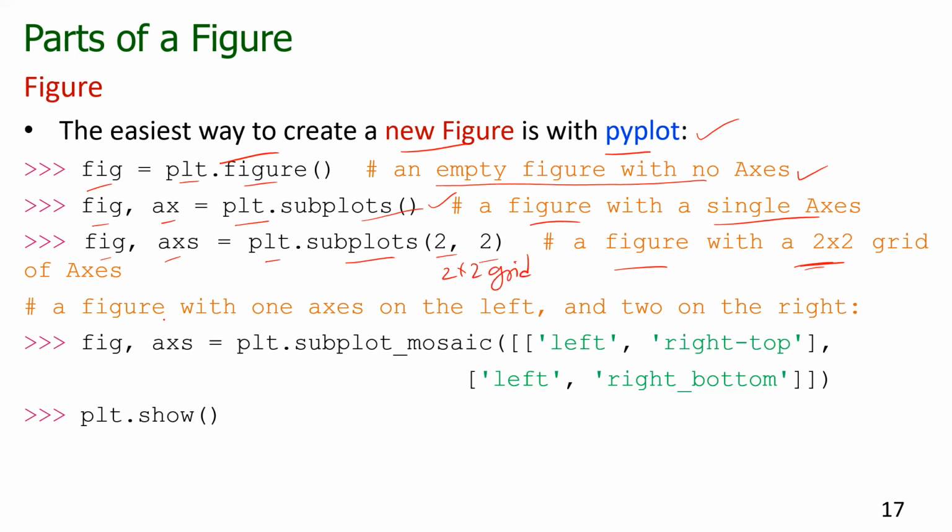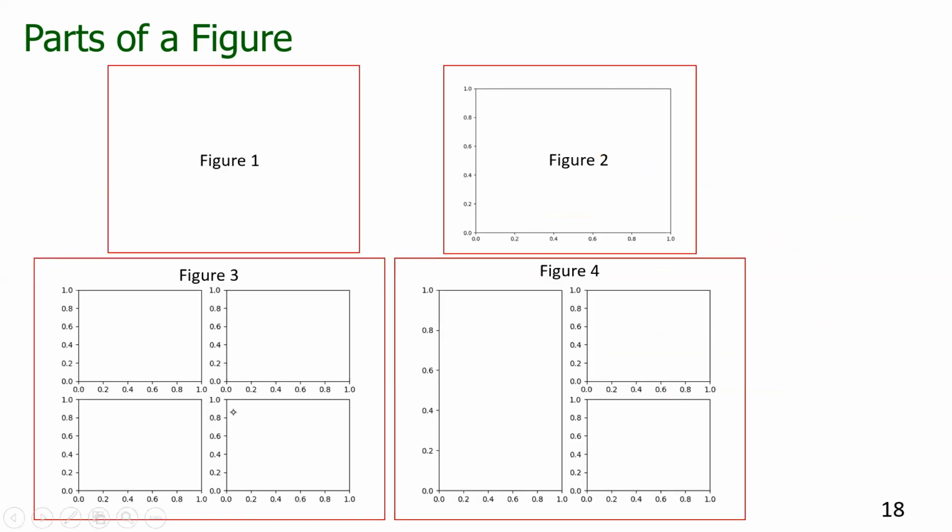Then another, a figure with one axis on the left and two on the right. Here you can see figure comma axs equal to plt.subplot_mosaic. The format is called mosaic. So left, then right top, then right bottom. So one axis on the left and two on the right. Then to see the output of this plot, simply use plt.show.